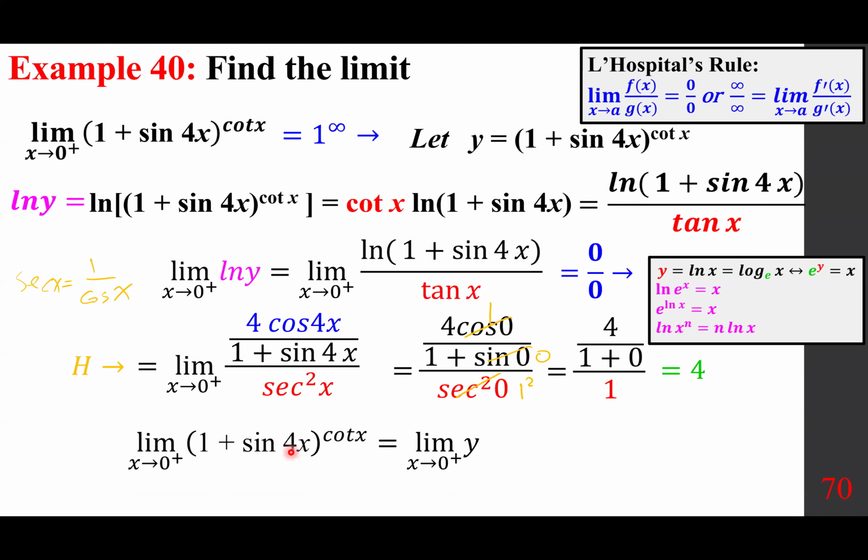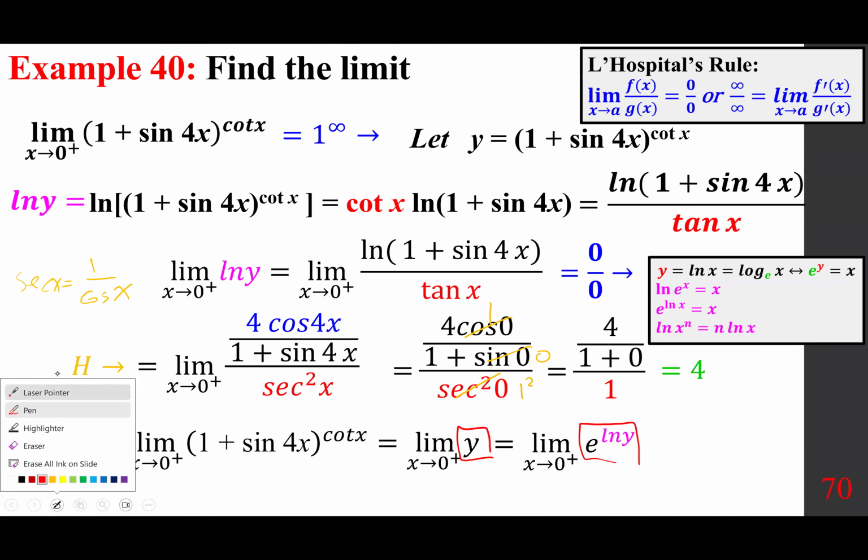Here's what we had as the original one, limit of y as x approaches 0 from the right, which is limit of e to the power of ln y. That's the reason: y and e to the power of ln y are the same. Therefore, the answer is e to the power of, for the ln y, we got 4, so e to the power of 4. The second method for this case, and I'm going to leave it for you to do, would be to change it to the exponential format.